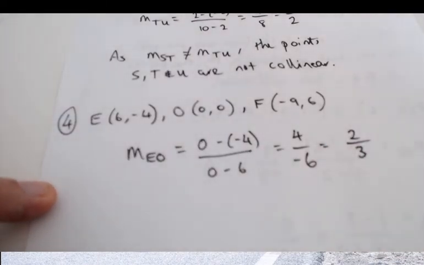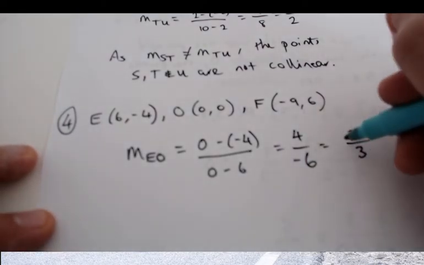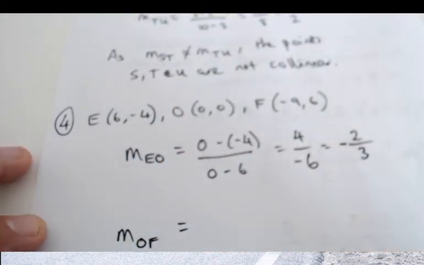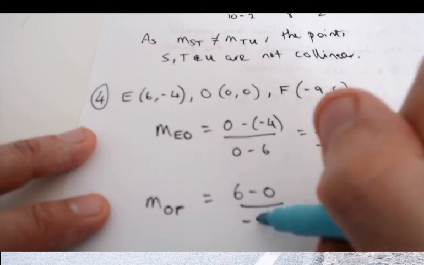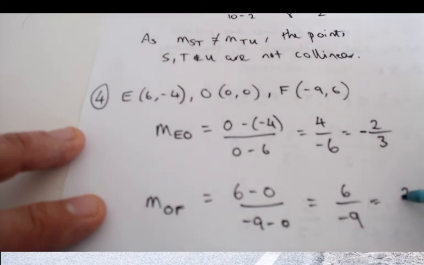The negative symbol, sometimes people get a little bit caught up on this. It doesn't technically belong to the bottom, it doesn't technically belong to the top. It just means that I have a negative fraction, so the negative symbol can just go at the front. Then I'm going to do the gradient of OF. So that's going to be 6 take away 0 over minus 9 take away 0, which will give me 6 over minus 9. Again, 6 over 9 will simplify to make 2/3, and it means I have a negative fraction.